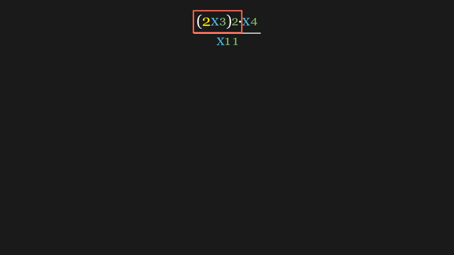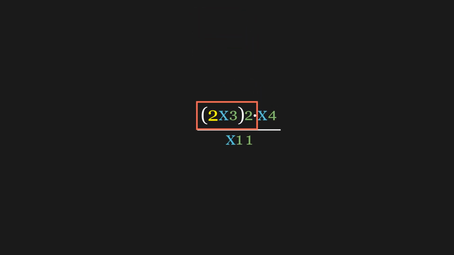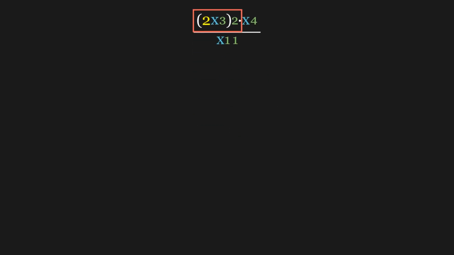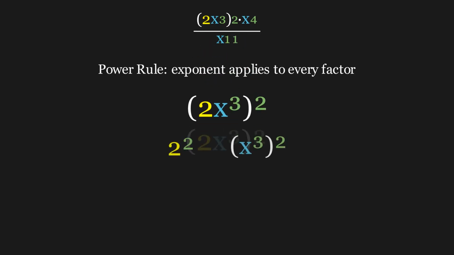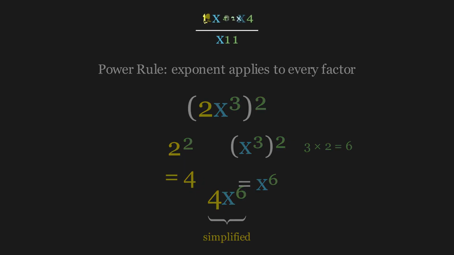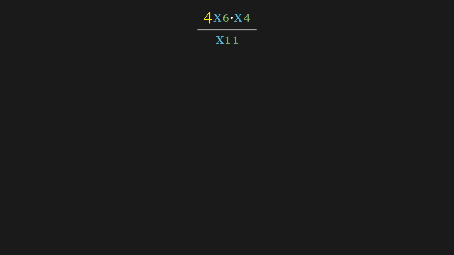Now let's attack our expression piece by piece, starting with the parentheses. We have 2x cubed, and the whole thing is raised to the second power. When you raise a product to a power, the exponent applies to every factor inside. This is the power rule. So 2 squared is 4, and x cubed squared becomes x to the 3 times 2, which is x to the 6th. Multiply those together, and that first chunk simplifies to 4x to the 6th.